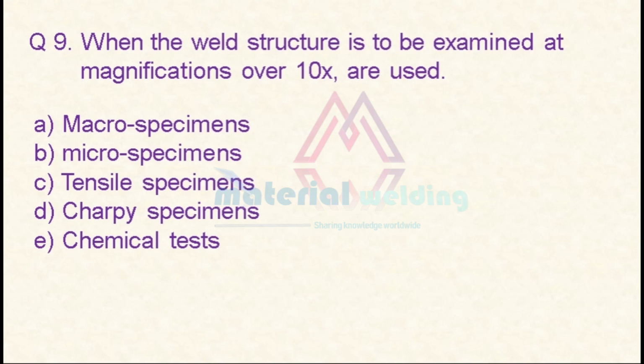Question 9. When the weld structure is to be examined at magnifications over 10x, which are used? A. Macro specimens. B. Micro specimens. C. Tensile specimens. D. Charpy specimens. E. Chemical tests.